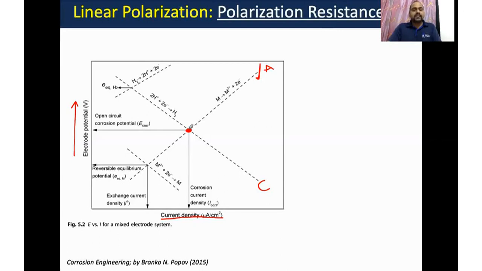So the corrosion potential is the potential at which the rate of oxidation of the metal is equal to the rate of reduction of H plus. The point where both cathodic and anodic rates are equal is at the intersection of the cathodic line and the anodic line. This is the anodic line and this is the cathodic line. The point specifies the corrosion potential, E corrosion, and the corrosion current.